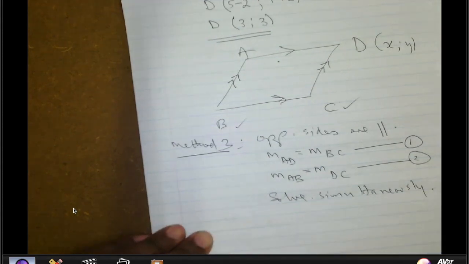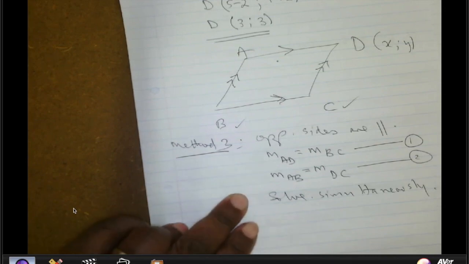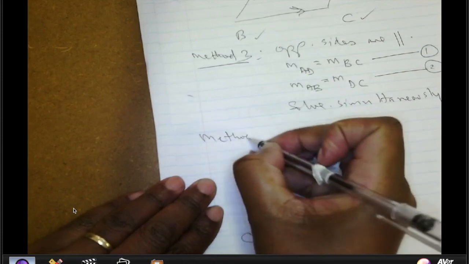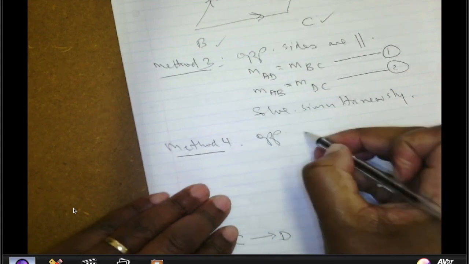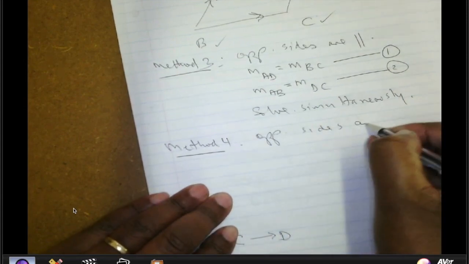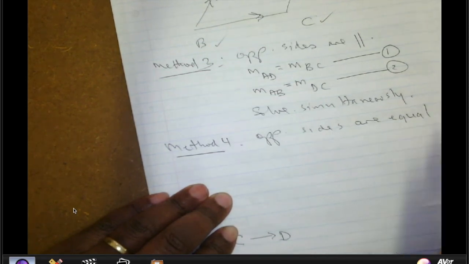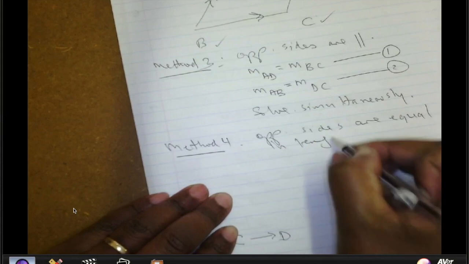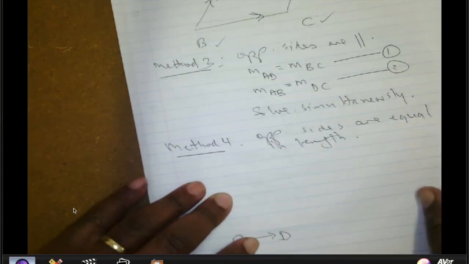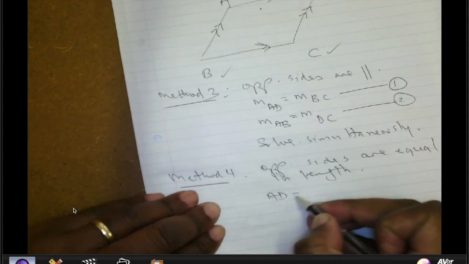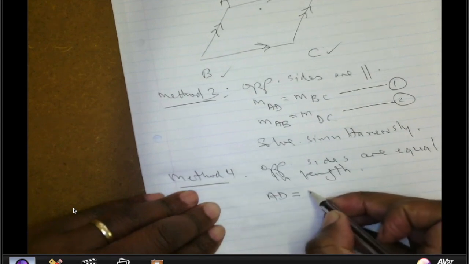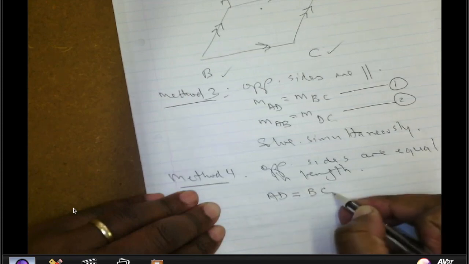So try that and see what happens. This is definitely longer than the first two methods. The fourth method that you can use to do the same thing is to make use of the fact that in a parallelogram, the opposite sides are equal in length. All right. So these are equal in length, which means for that parallelogram there, you would need to use the distance formula to find the length AD and the length BC. These are equal.